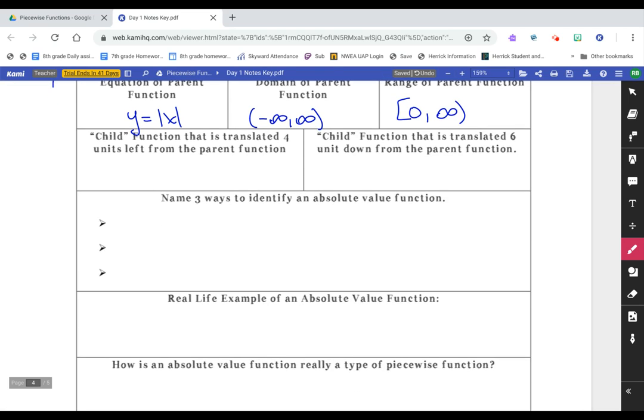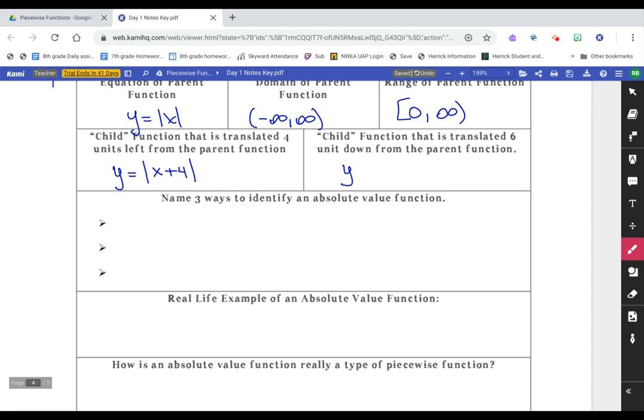If we're going to write a child function that is translated 4 units left, we're going to take y is equal, and we have the absolute value sign. Now left and right go inside the absolute value sign. And if it's left, it would be addition. So that would be translating it 4 units left.